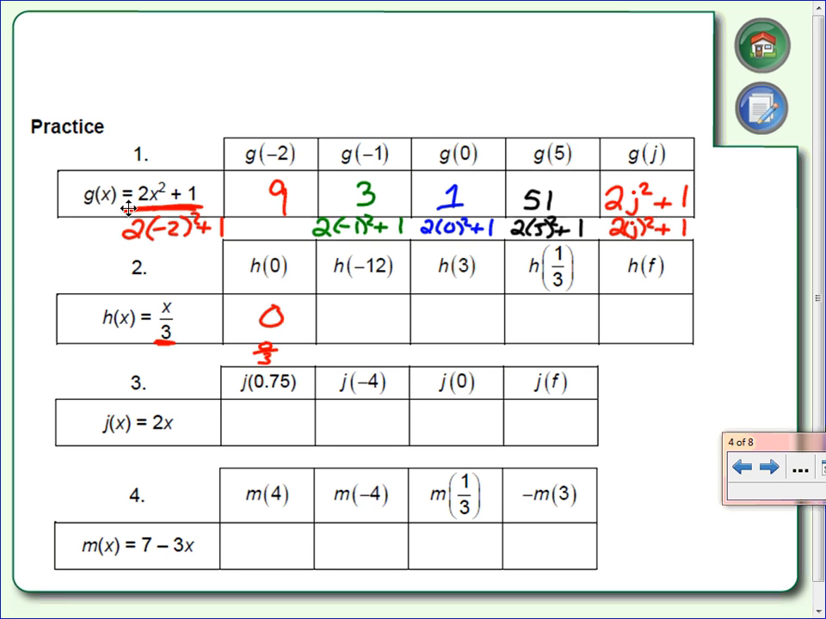The next one, this time they gave me a negative 12. So if I replace the x with a negative 12, what's negative 12 divided by 3? -4. Negative 4.